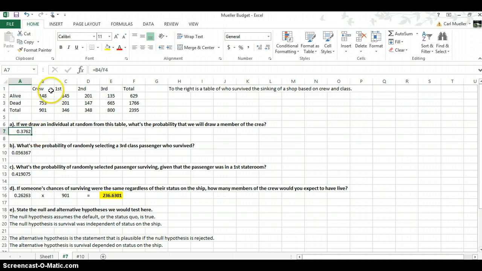It's just taking the crew total, which is here, 901, and dividing it by 2,395, which is the total of the sample. Actually, the total of the population as defined by the question. So there's a 37% chance. That's what that means: a 37% chance of randomly selecting a member of the crew, regardless of whether or not they survived.